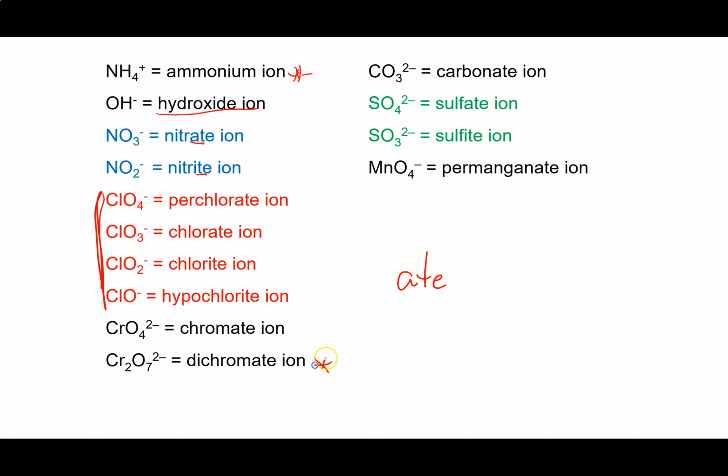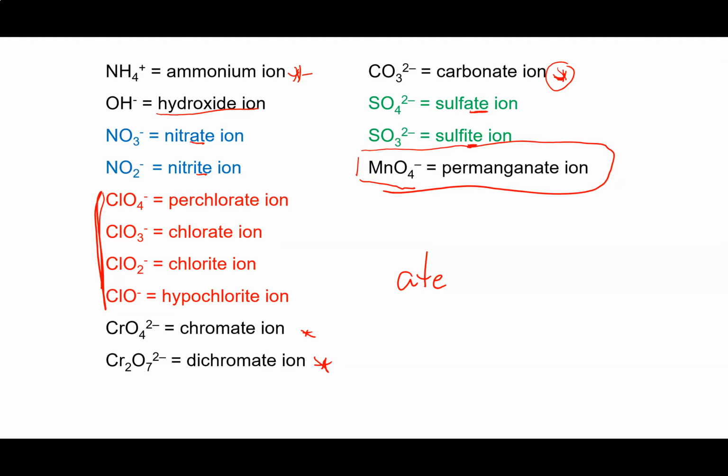Really brightly colored compounds, these ones that contain the transition metals here. Carbonate ion, important in regulating the pH of blood and the ocean and other natural aqueous solutions of water. Sulfate ion and sulfite ion, again, you see the same thing, a family of two. The ate is bigger than the ite. And then permanganate, another brightly colored metal containing polyatomic anion.